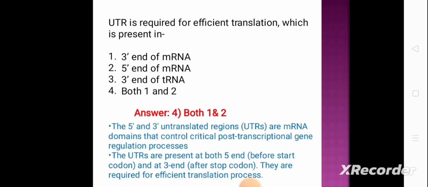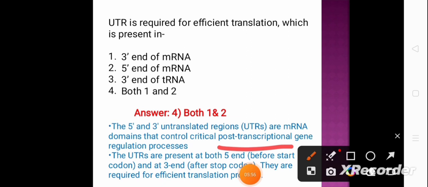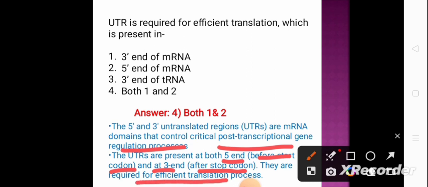The 5' and 3' UTRs, that is the untranslated regions of mRNA, are domains that control the critical post-transcriptional gene regulation process. The UTRs are present at the 5' end before the start codon and at the 3' end after the stop codon. They are required for efficient translation process.